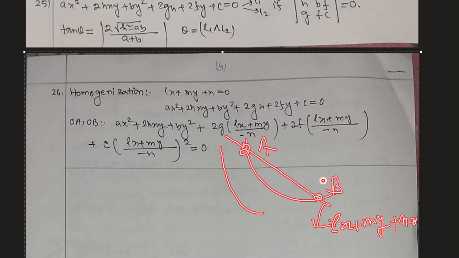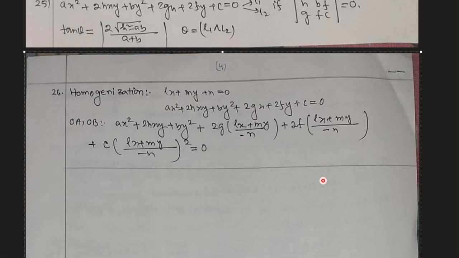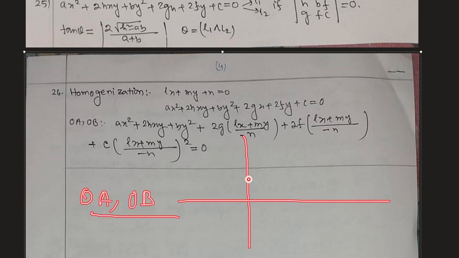Now we are going to calculate the equation of the line joining origin with A, and origin with B. So we are interested in calculating the joint equation of OA and OB. That means this is the curve, this is the line given, and you are joining the origin to these points. So this is OA and this is OB. What will be the joint equation of OA and OB?